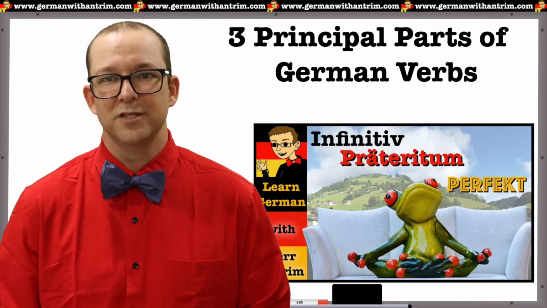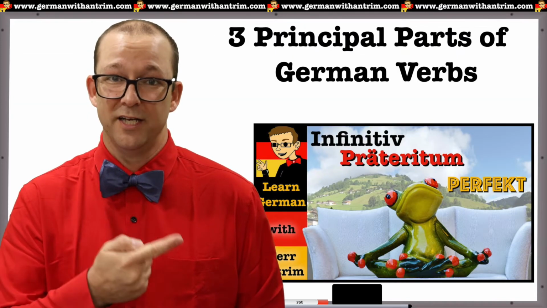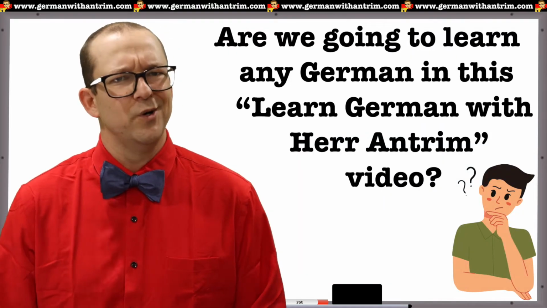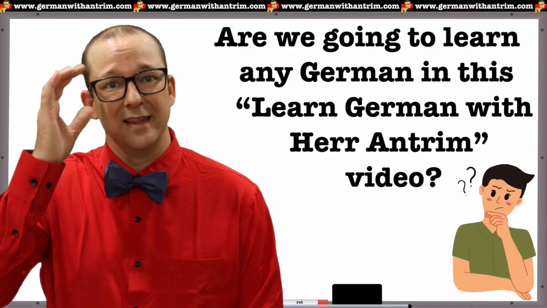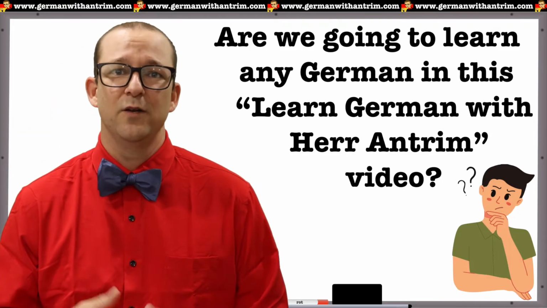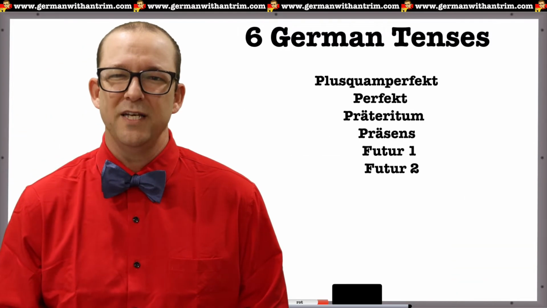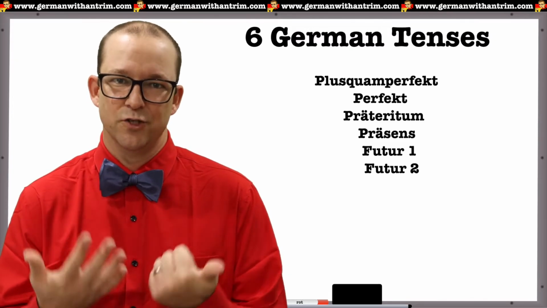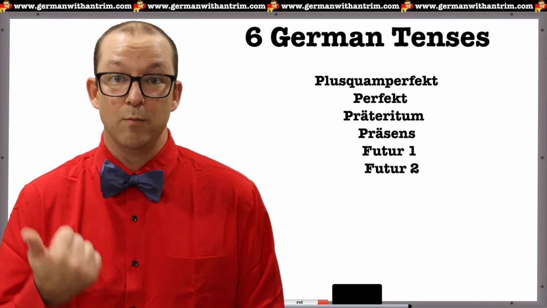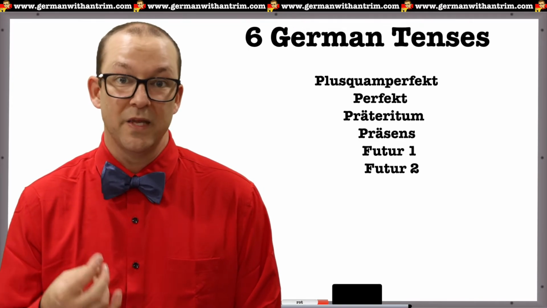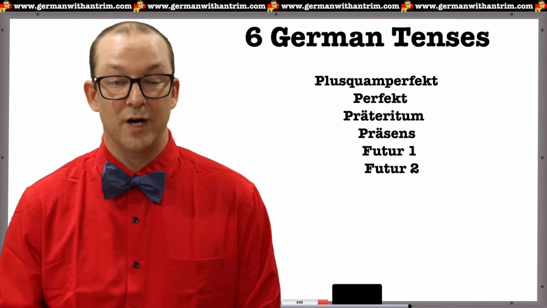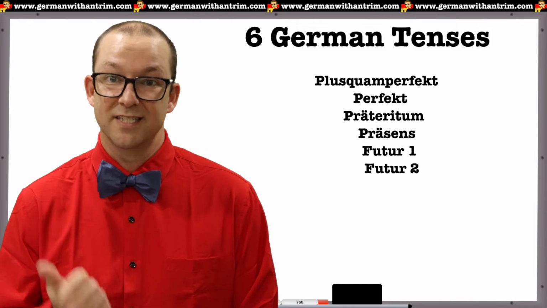If you want to see how this works in German, watch this video over here, which is linked in the description. So this is still a German learning channel, right? So let's figure out where the German tenses fit in with all of this. Traditionally speaking, there are 6 tenses in German. Their names in German are Plusquamperfekt, Perfekt, Präteritum, Präsens, Futur 1, and Futur 2.